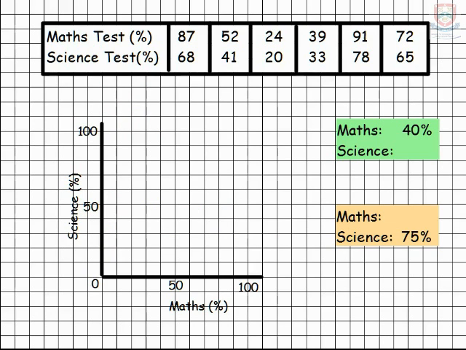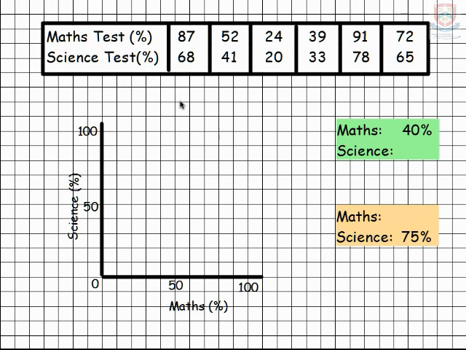A scattergraph is used to compare two sets of numerical data to see if there is a relationship between the two sets of numbers. In this example I'm going to be looking at students' test results to see if there's a relationship between the results they get for maths and the results they get for science.